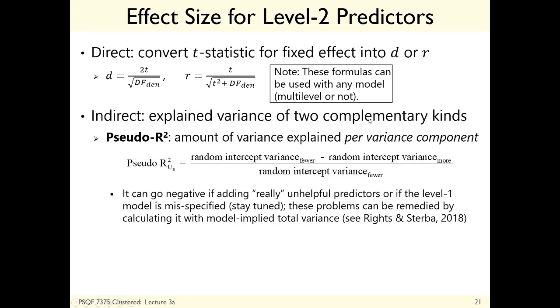A more comprehensive measure that describes the overall model, as opposed to each thing that goes into it, is R square. And in this case, we have at least a couple different kinds. Pseudo R square is a new concept. This is the idea of how much variance you've explained per variance component, or as I would say, per pile. So we have the level 1 E pile, the level 2 U pile. Each of those can be reduced by predictors of its own kind.